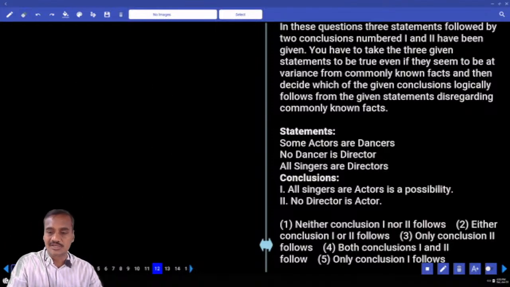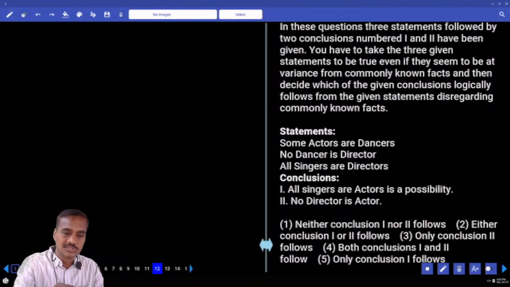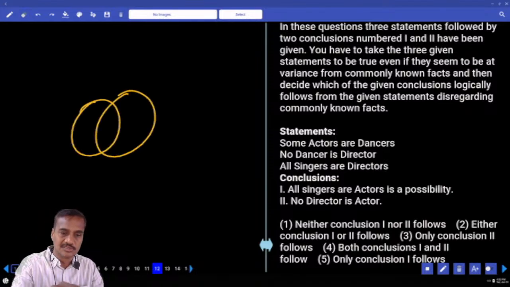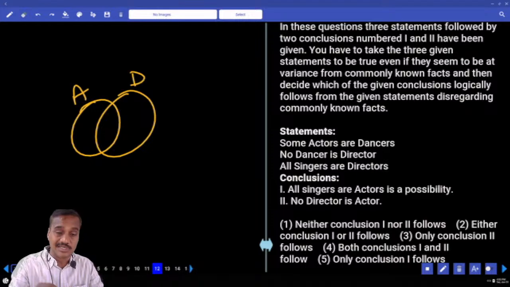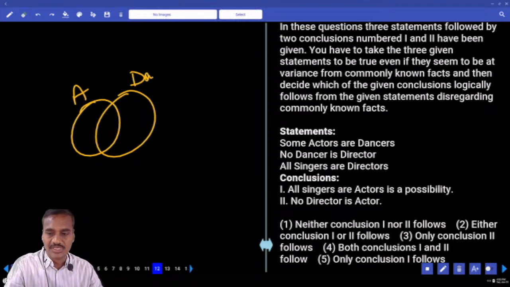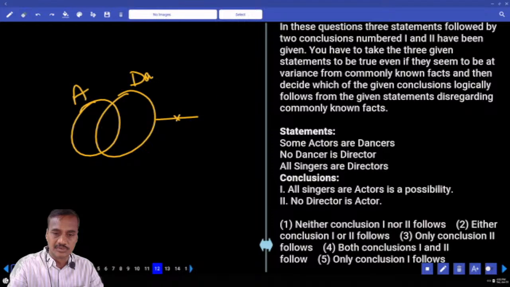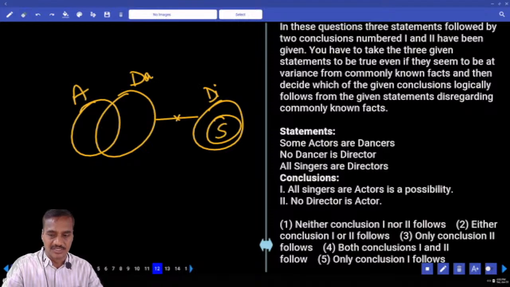Now in this, some doctors are what? And dancers. Now some actors are doctors. Now these are the actors that are dancers. And next one, no dancer is a director. No intersection between dancer and a director. And next one, all singers are directors. These are the singers that are directors. All singers are actors is a possibility.